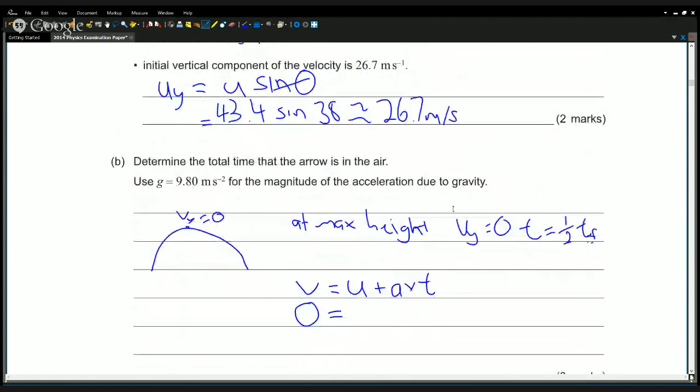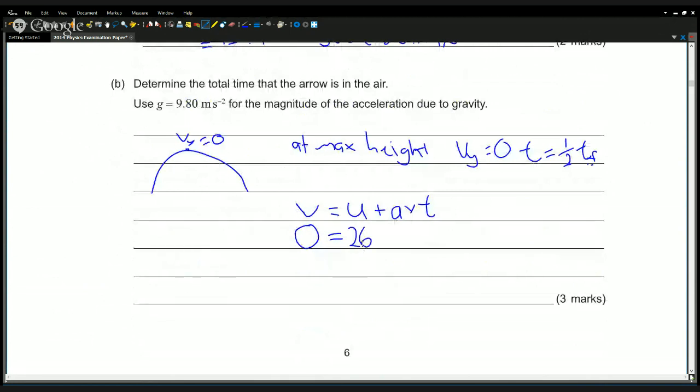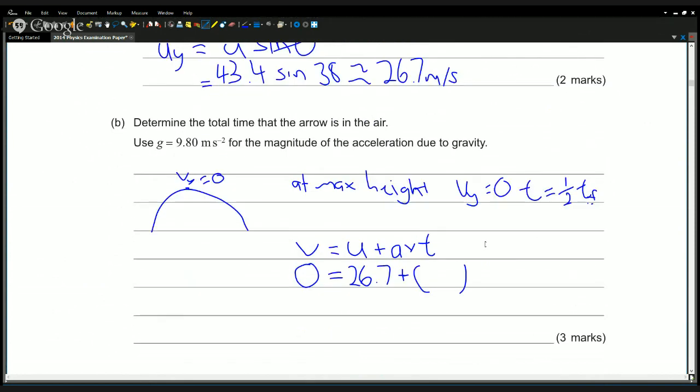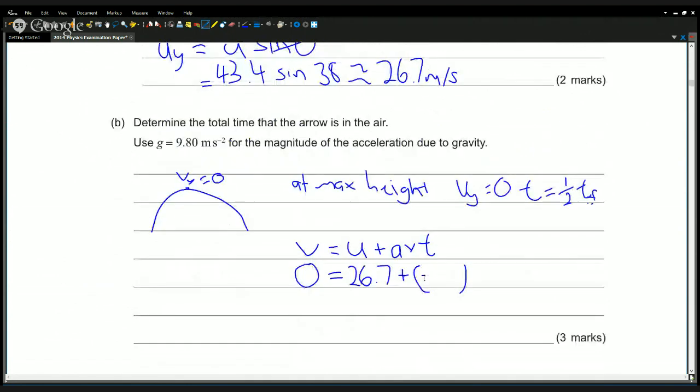So we're talking about vertical here, so it's 26.7 plus acceleration. If 26.7 is positive, that's upwards, so acceleration must be negative because it's down. Thereby negative 9.8, times by 1/2 time of flight. So if you unravel this whole equation in terms of time of flight, you've done everything you need to do.